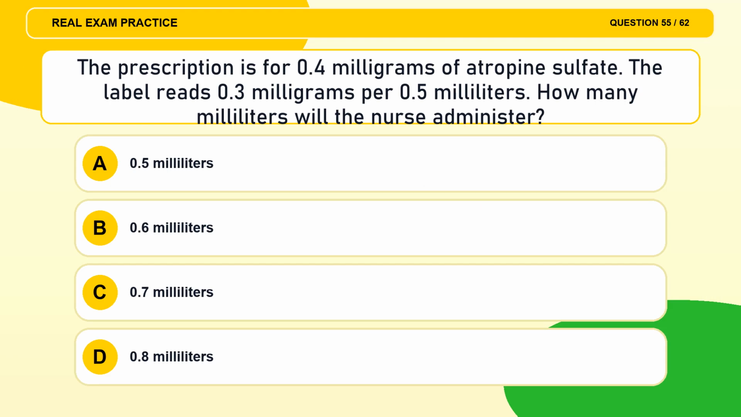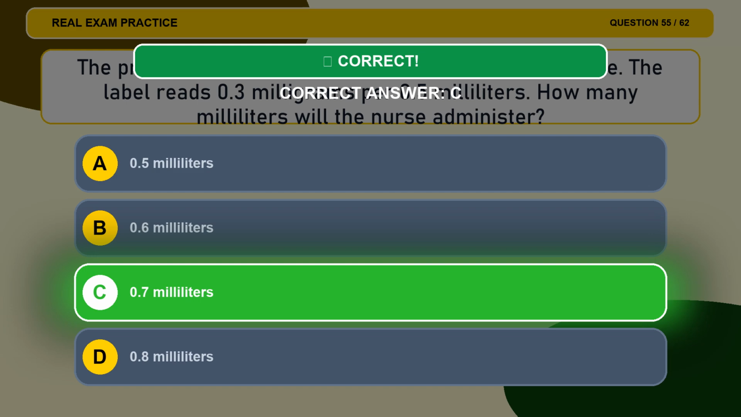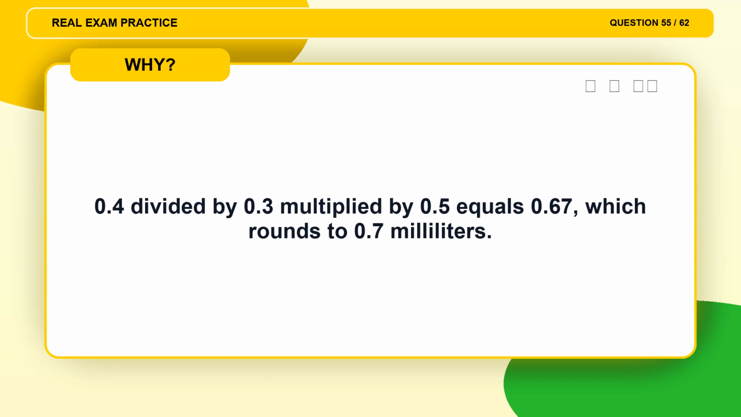Question 55. The prescription is for 0.4 mg of atropine sulfate. The label reads 0.3 mg per 0.5 milliliters. How many milliliters will the nurse administer? Option A, 0.5 milliliters. Option B, 0.6 milliliters. Option C, 0.7 milliliters. Option D, 0.8 milliliters. The correct answer is option C, 0.7 milliliters. 0.4 divided by 0.3 multiplied by 0.5 equals 0.67, which rounds to 0.7 milliliters.